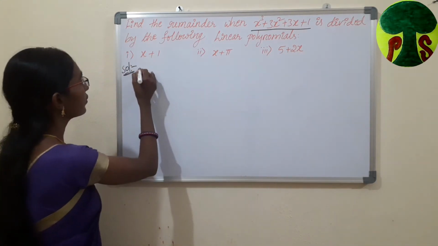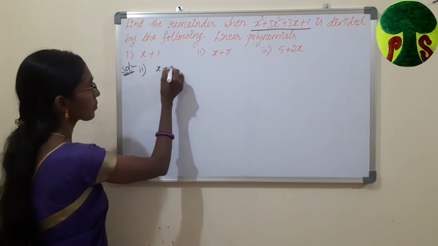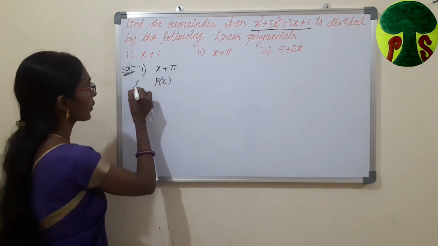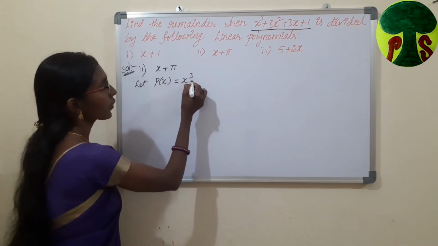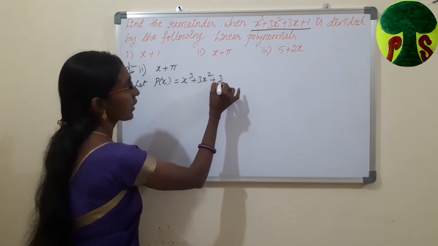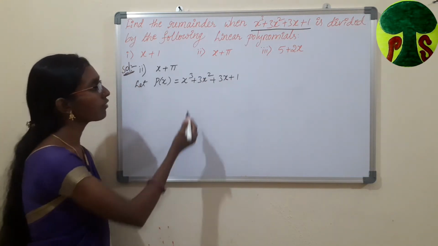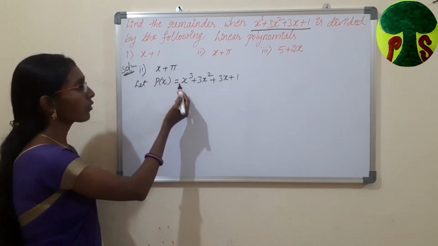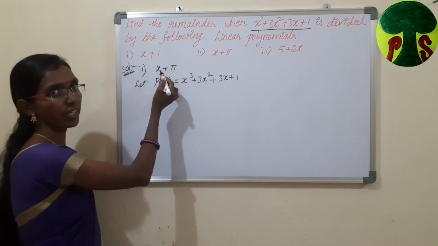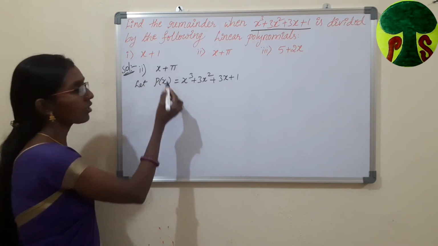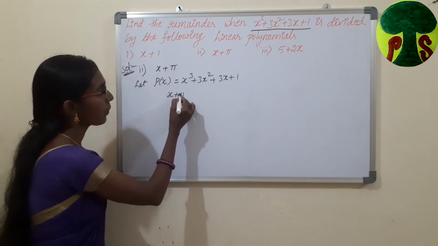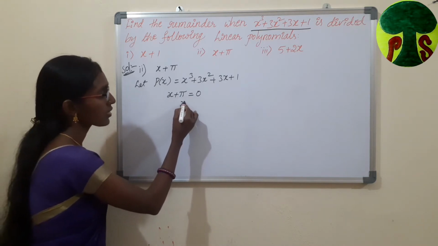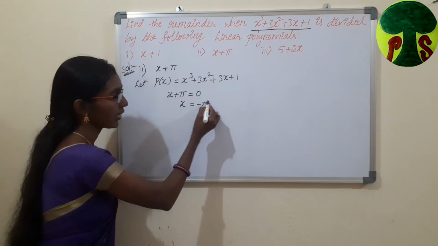Let us solve the second one, that is x plus pi. We have to consider the given polynomial as p of x. So let p of x is equals to x cube plus 3x square plus 3x plus 1. Now we have to divide this polynomial by x plus pi to get the remainder. Further, we have to find the 0 of this linear polynomial. To get the 0 of this polynomial, we have to equal x plus pi to 0. That is, x plus pi is equals to 0. From this, we will get x value as minus pi.